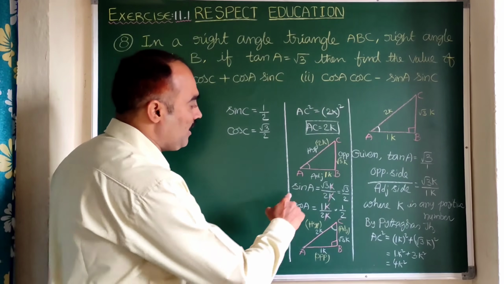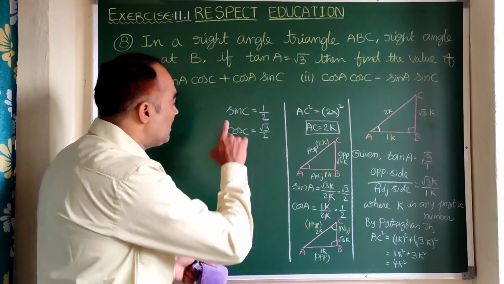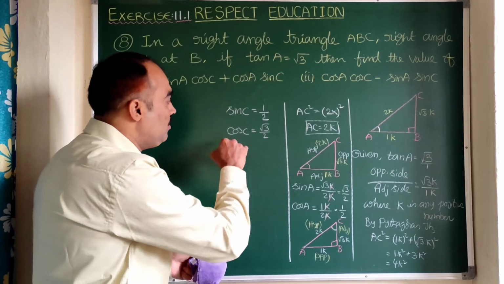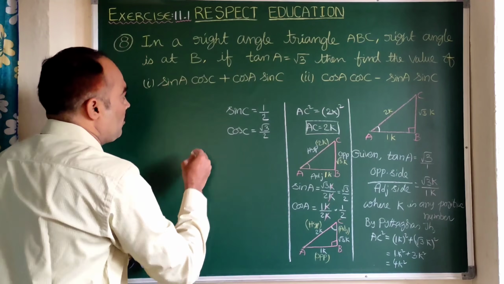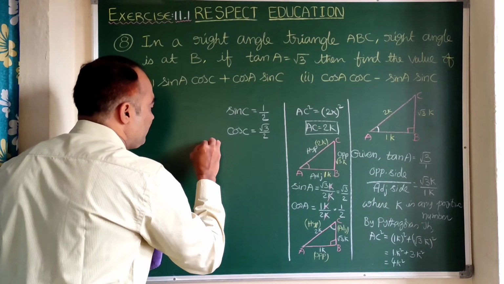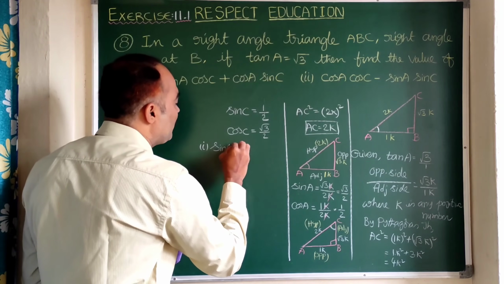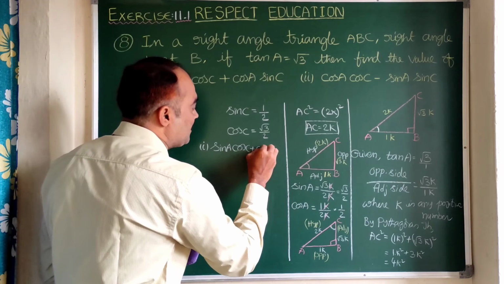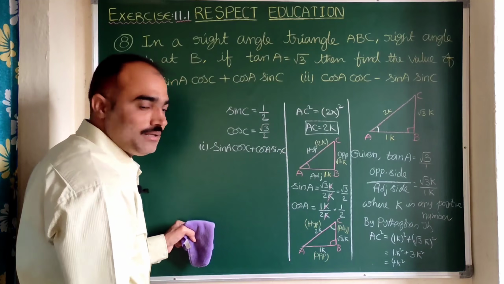Now we have all the values. Sin A is root 3 by 2. Cos A is 1 by 2. Sin C is 1 by 2. Cos C is root 3 by 2. Now we are going to enter the problem. Now here we are going to substitute. So the first bit is sin A into cos C plus cos A into sin C. Let us substitute the values here.